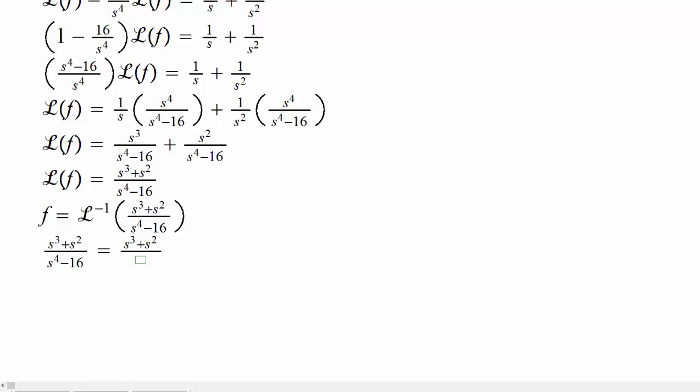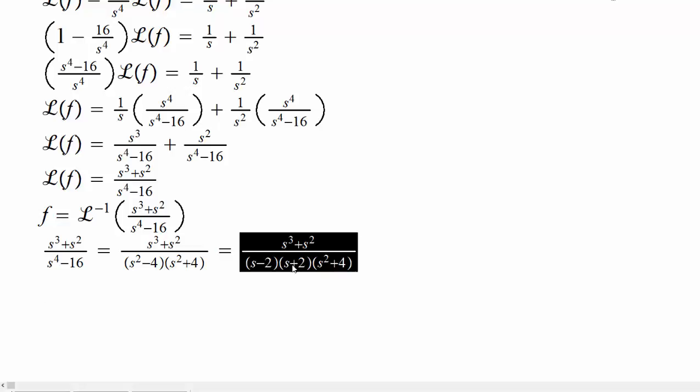So if we use the partial fractions, we get what? s square minus 4 times s square plus 4. Okay, all right, and that further goes, s minus 2, and then s plus 2. Okay, and then we will further do what?